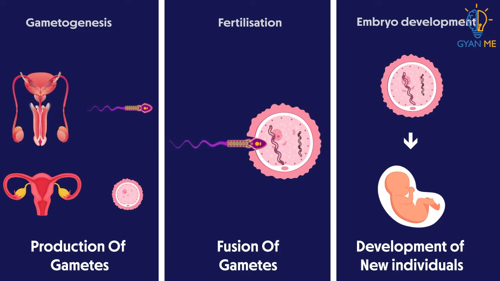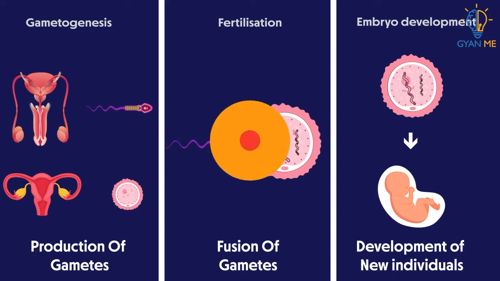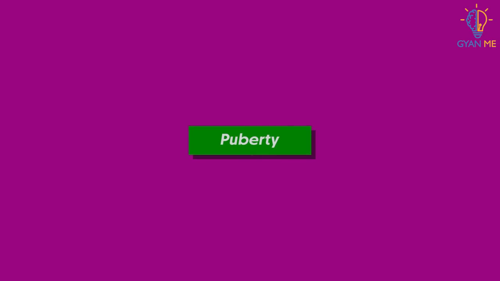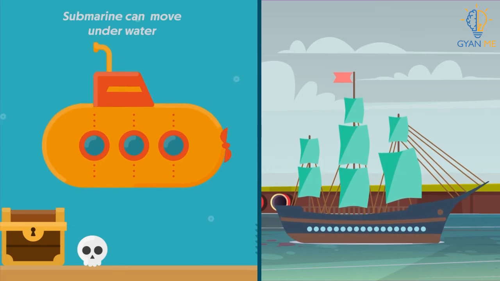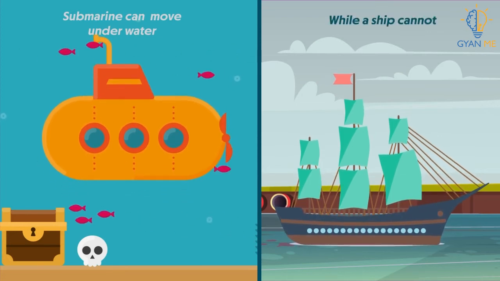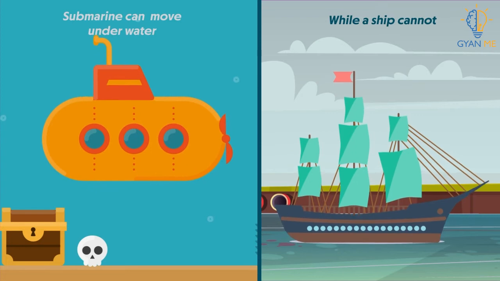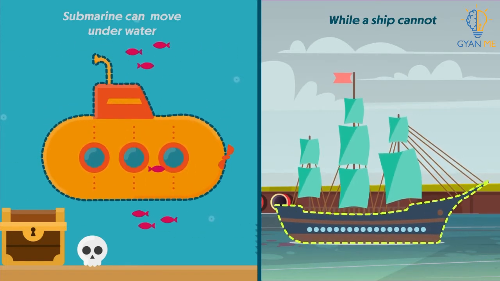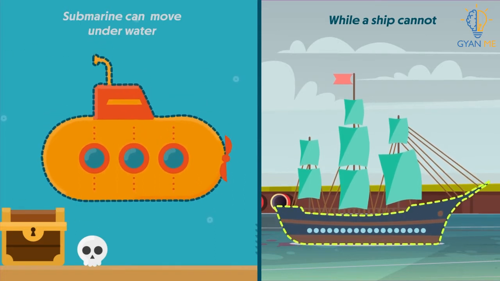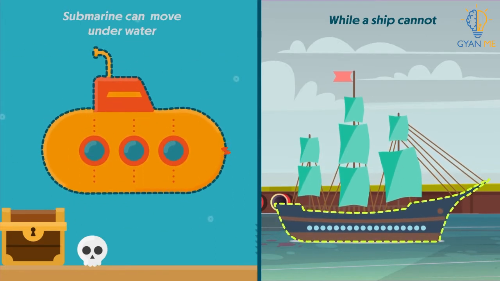We will see all these events in detail in our coming videos, but for now, you know that these events occur only after puberty in any human. And why is this so? To answer this, first look at this example. A submarine can move underwater while a ship cannot. This is because the difference is there in their design. A ship is not designed to move underwater, while a submarine is differently designed to move underwater.